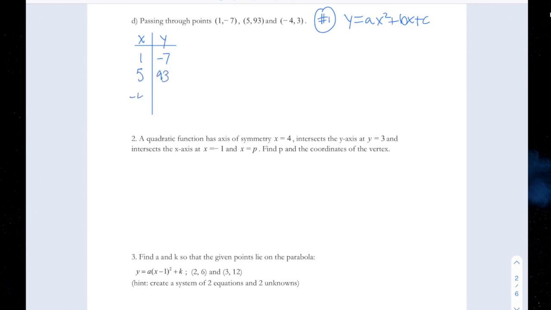And if you recall, we've done this before by just subbing in these points into our standard form. So for example, I'm just going to rewrite it in this form, a form we're more used to. And I know when I sub in 1, -7, I'm going to get a plus b plus c equals -7. When I sub in 5, 93, I know my y value is 93.